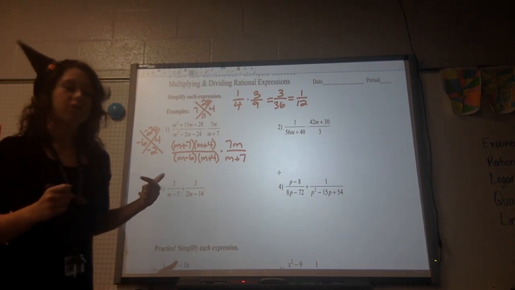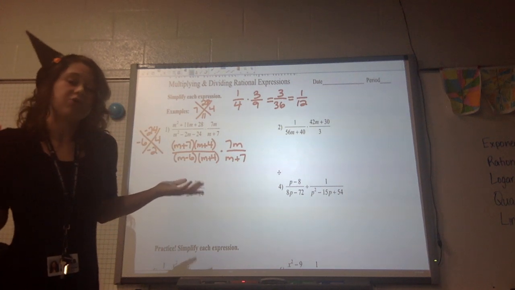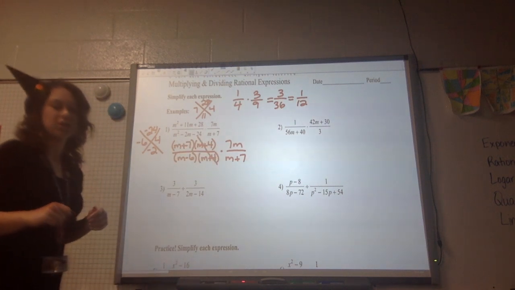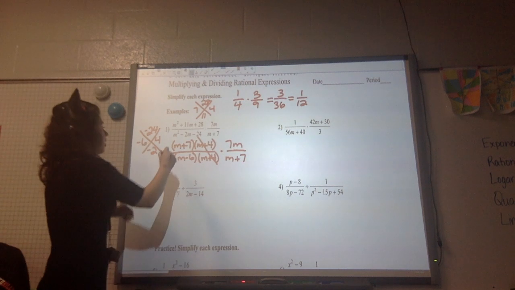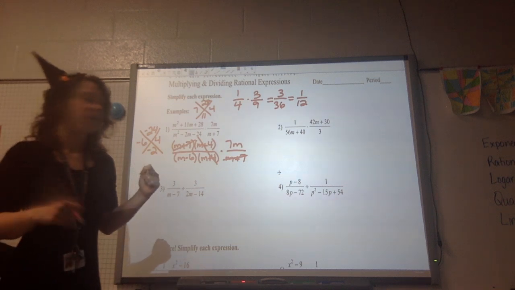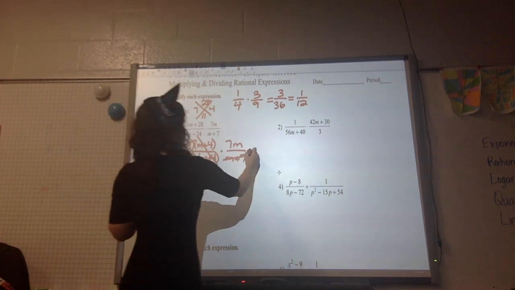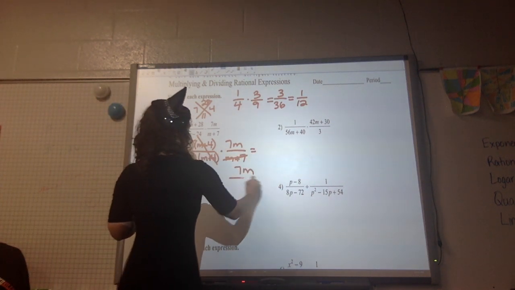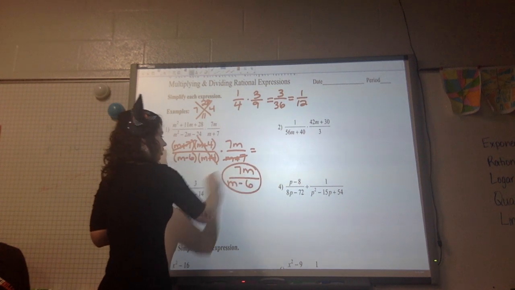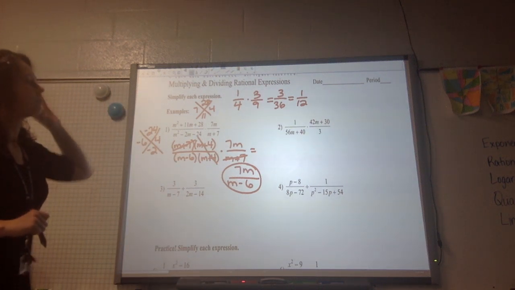And at this point, what I want to do is cross out anything that's exactly the same on the top and on the bottom. So what I'm really doing is reducing this fraction. Right off the bat, I notice there's two m plus 4s that I can cross out. I also notice that there's an m plus 7 that I can cross out on top and on bottom. So once I've crossed out everything that I can cross out, I'm only left with two things. I'm left with a 7m on top and an m minus 6 on the bottom. And right there, I'm done. There is nothing else that I can do to that fraction. And that's my answer.